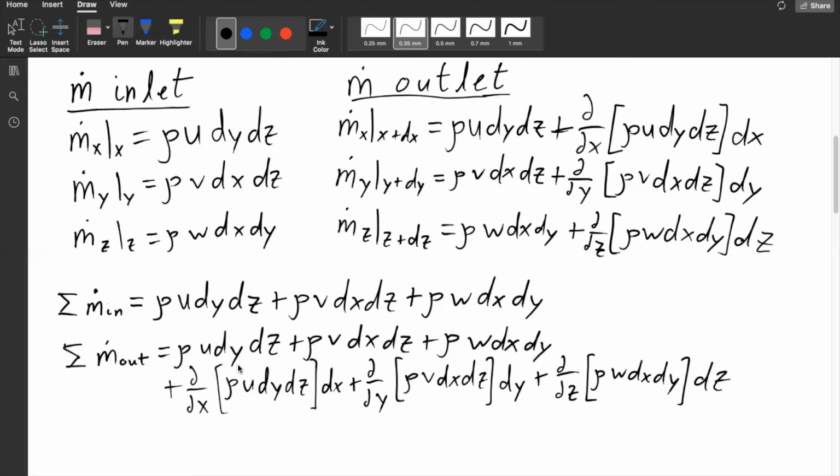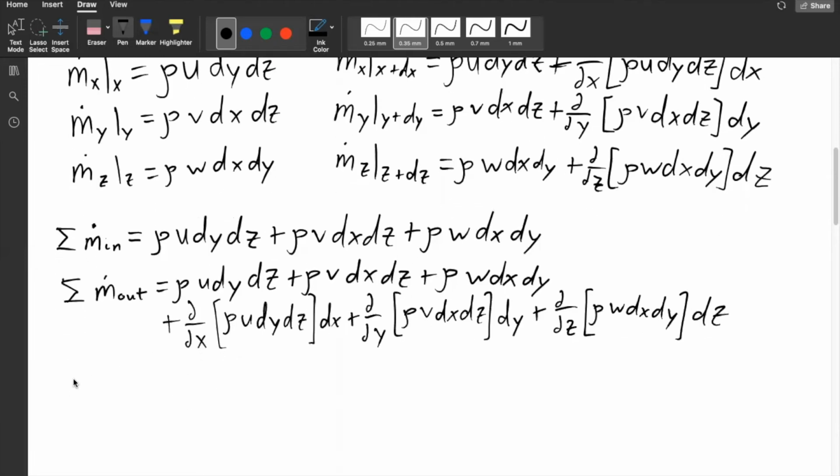And when we subtract m dot in minus m dot out, we get the following. These terms cancel out. And these terms, since it's minus m dot out, these terms go negative.